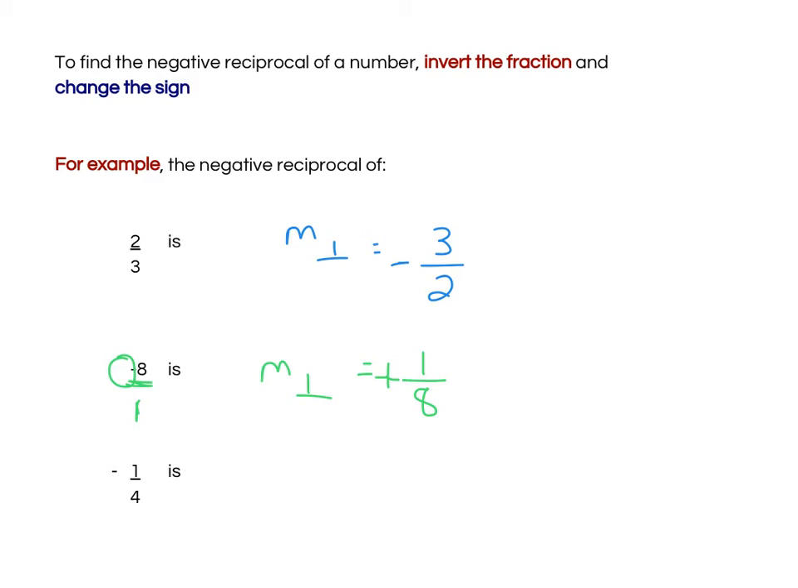Now let's look at this third example of negative 1/4. So I would say that the perpendicular slope would be 4/1. And I'm going to change that negative to a positive. Now, typically whole numbers written as a fraction where the denominator is 1, we can just write simply as that whole number.